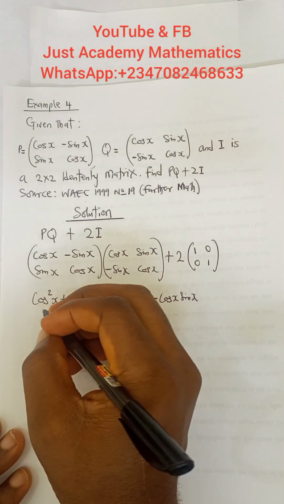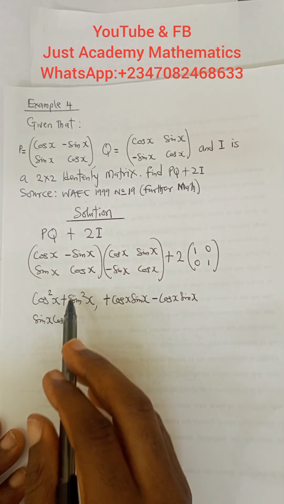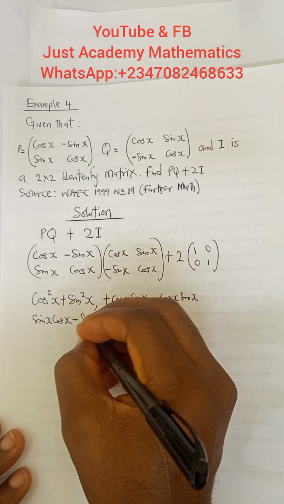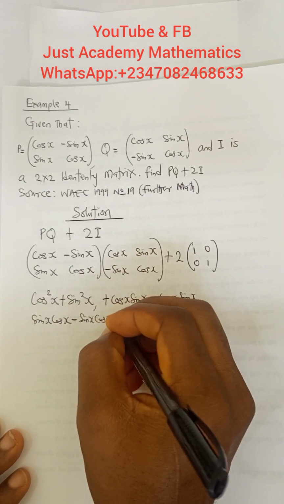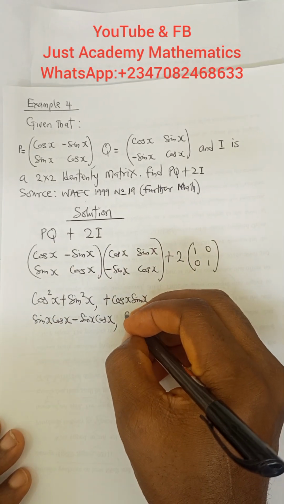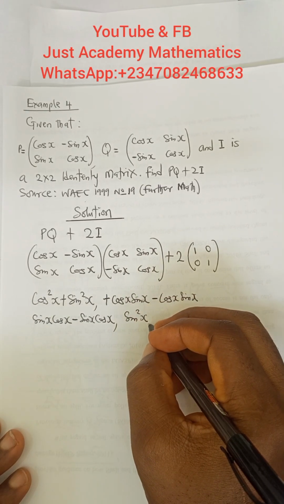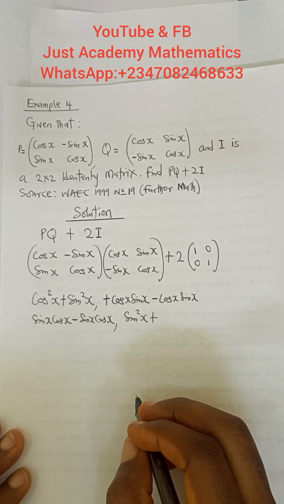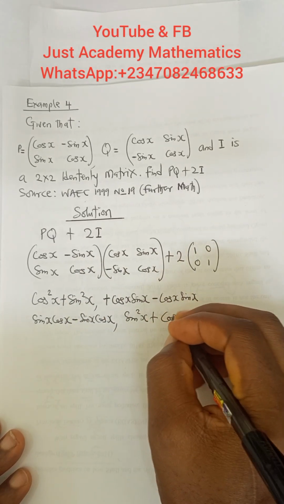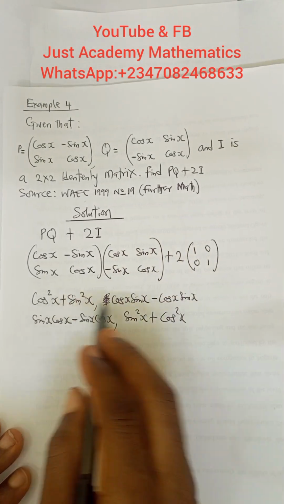Will give us sine S cos S. Cos S times sine S will give us what? Minus sine S cos X. Then followed by sine S times sine S is what? Sine square X plus, then cos S times cos S will give us what? Cos square X. We can as well just, so that you do not think it's combining these two.